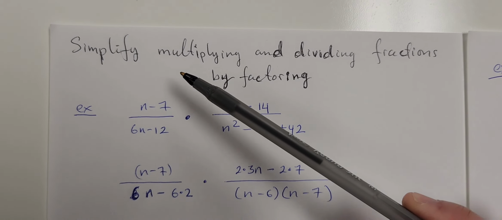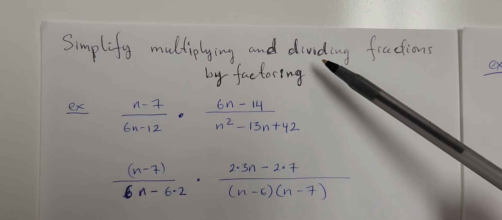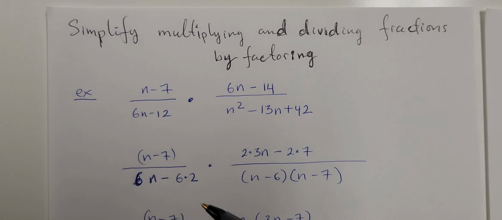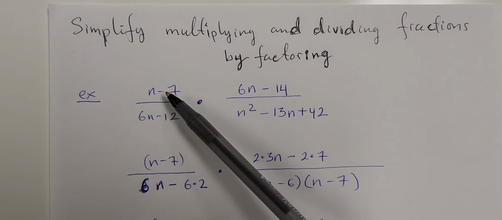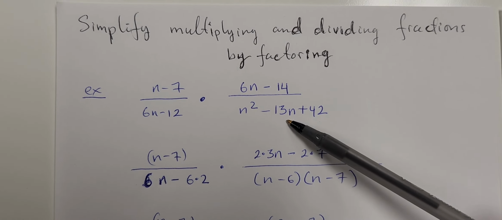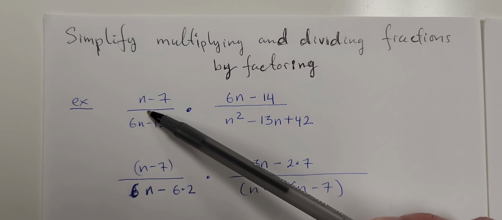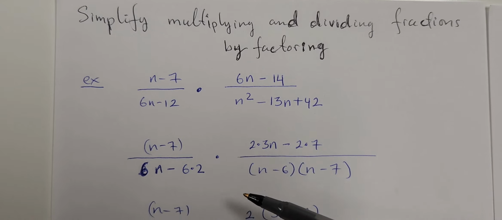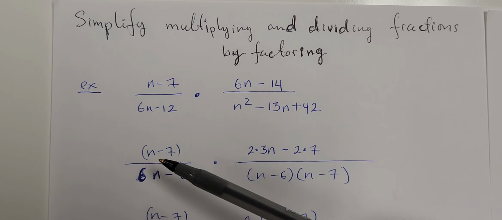This lesson is on simplifying multiplying and dividing fractions by factoring. Here we have an example with one set of fractions, and this is the second set of fractions. First set of fractions, second set of fractions. So first step, we need to find the factors.